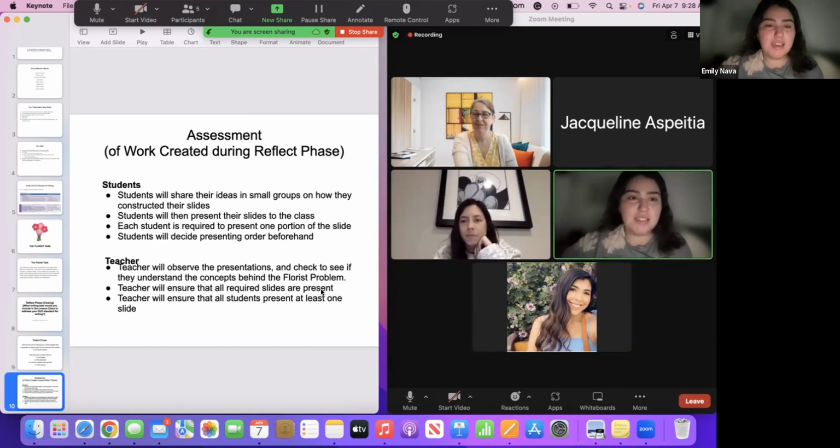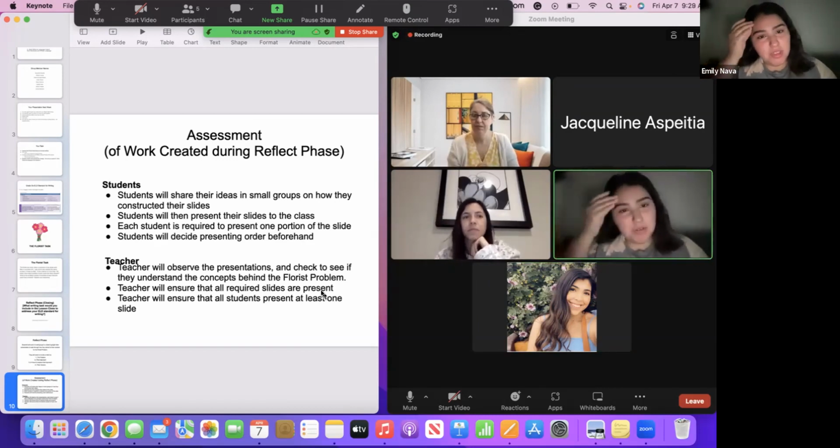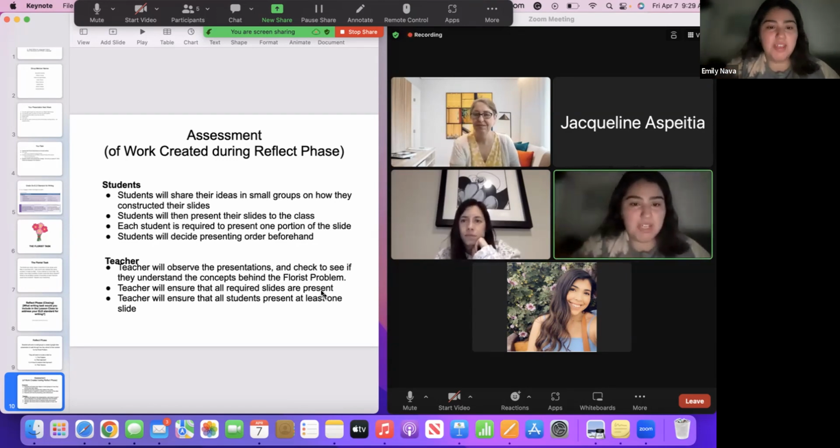I also just like the presenting aspect of it, because I think it holds students accountable, and just the way that you broke it down, each student has to present at least one of their slides. And you know the saying that the best way to learn is to teach something. So I think this will reinforce the concepts for students as well.